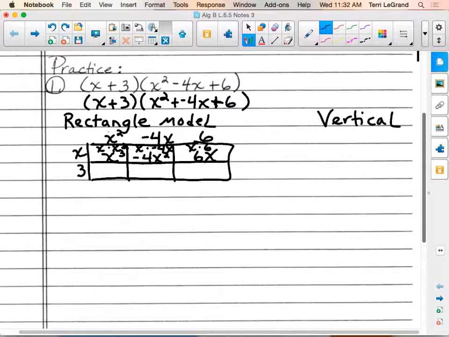So this one we're going to take 3 times x squared because its width is 3 and its length is x squared. So we end up with a 3x squared. What would our next multiplication be?